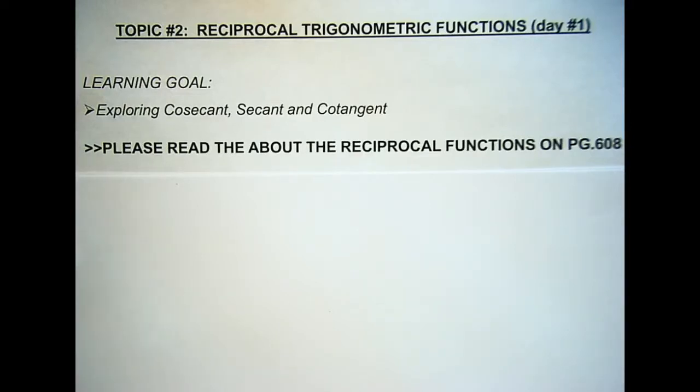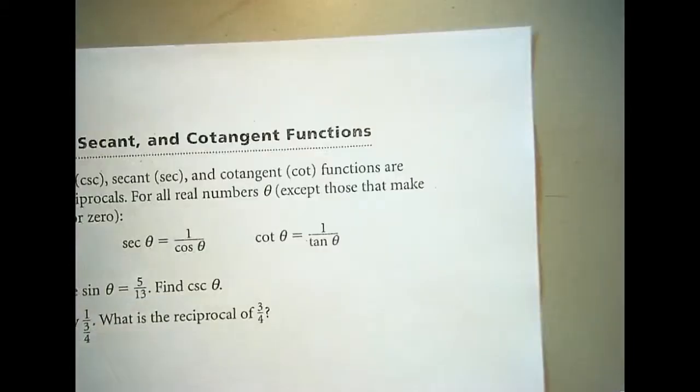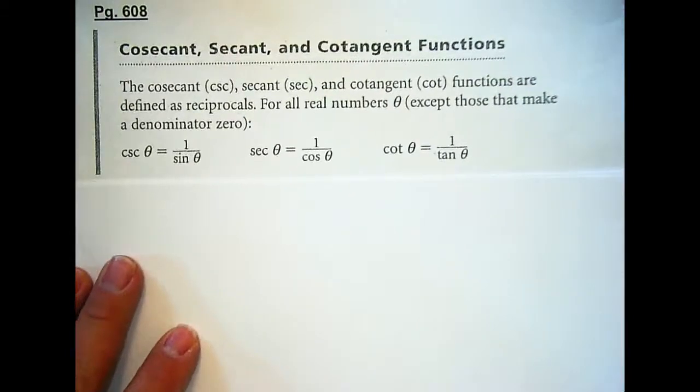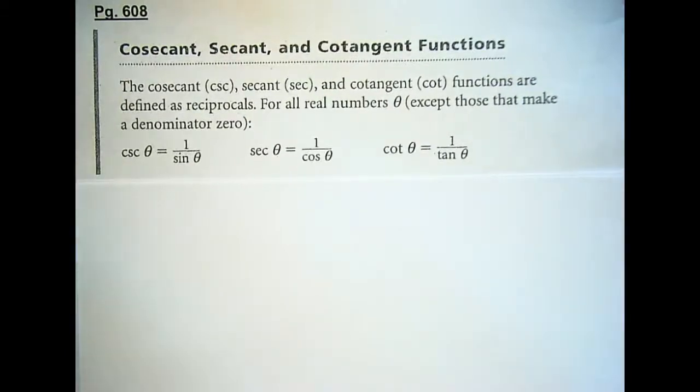This is where we deal with the other 3 functions, the 3 that we usually leave out. So you got sine, cosine, tangent. Hopefully you've read about the other functions on the top of page 608. You take a look at those. That gives you your cosecant, your secant, and your cotangent. Okay? So, if you haven't copied those down yet, you need to get those into your notes.